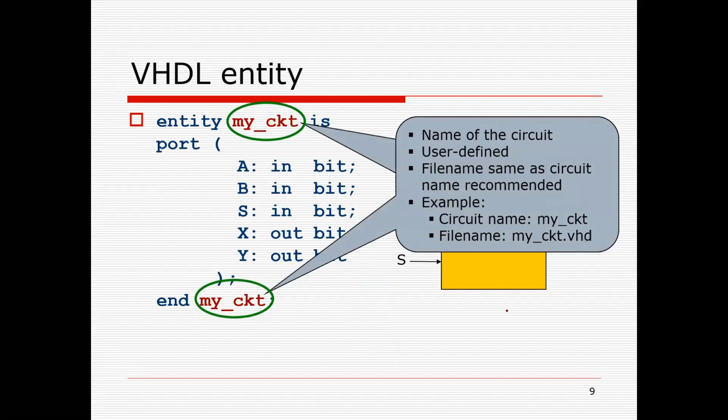Now, this is some more elaboration. You can see this is the name of the circuit, which is user defined. And you can even use the file name as the circuit name. This is a kind of recommendation so that you know what model you are talking about. So here we have used the circuit name, my circuit, and the file name will be saved as my circuit dot VHD. Dot VHD is the extension which is used for all the VHDL codes which you write.